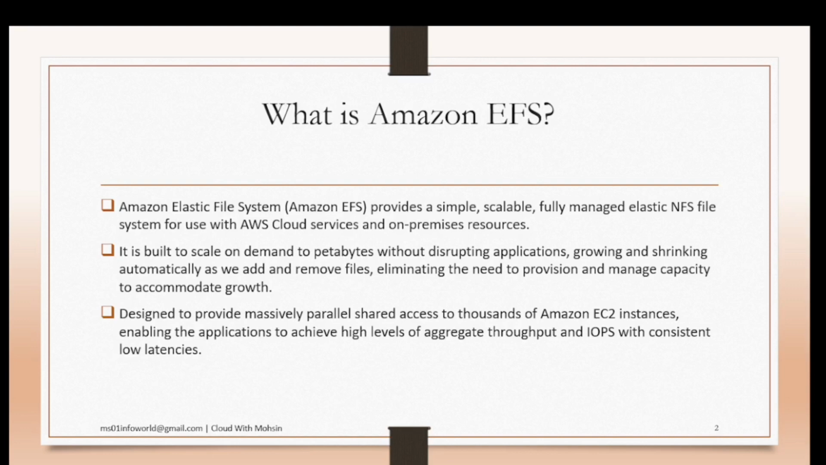Another feature is that it is designed to provide massively parallel shared access to thousands of Amazon EC2 instances, enabling applications to achieve high levels of aggregate throughput and IOPS with consistent low latencies. So it's on demand, it scales up to petabytes without disrupting applications, and it grows and shrinks elastically. That's why it's called Elastic File System. Massively parallel shared access across thousands of EC2 instances is one of the greatest benefits of using EFS.